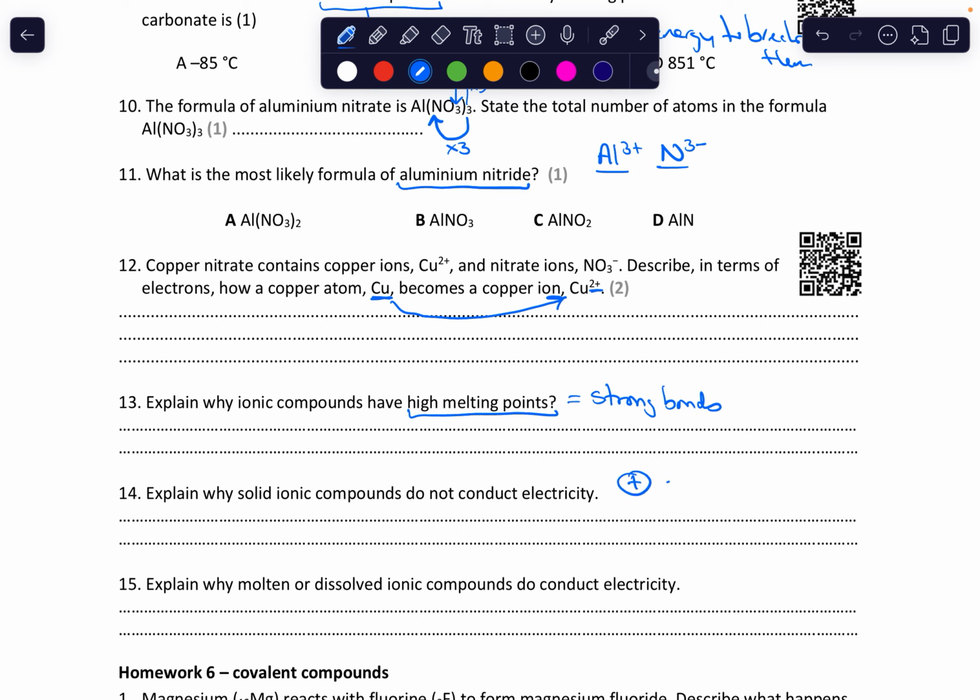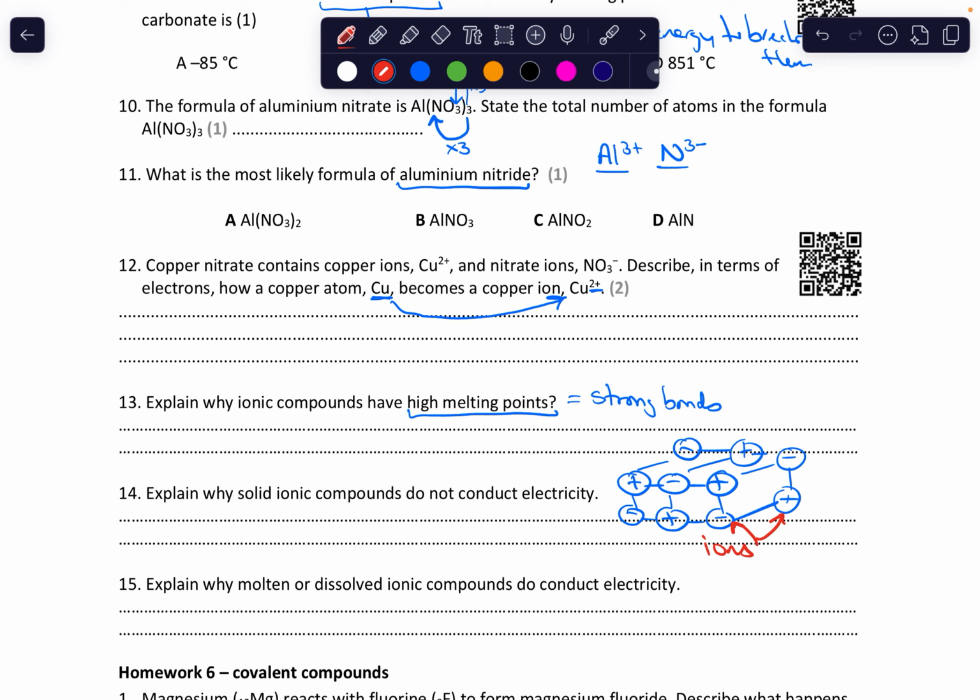Solid doesn't conduct. Let's have a look at why. So my solid ionic lattice, and that just means a pattern that repeats, looks like this. Okay, and in order for that to conduct, we should remember that charges have to be able to move. So what has charges in here? It's the ions. Are the ions able to move? They're held in bonds, so they're not able to move.